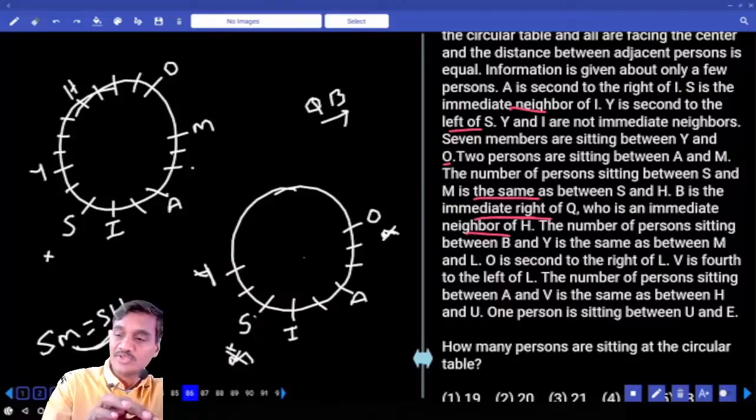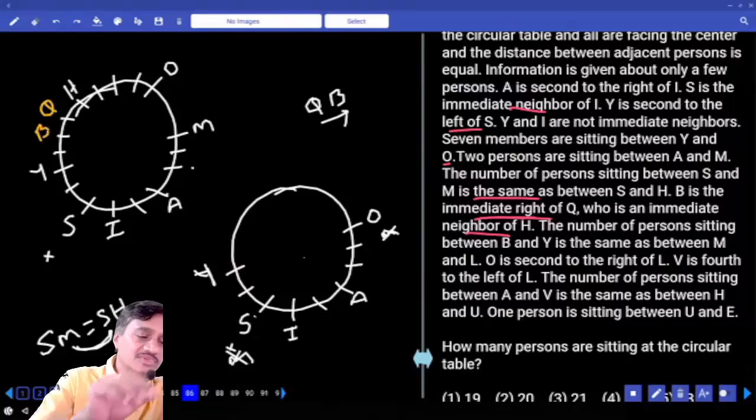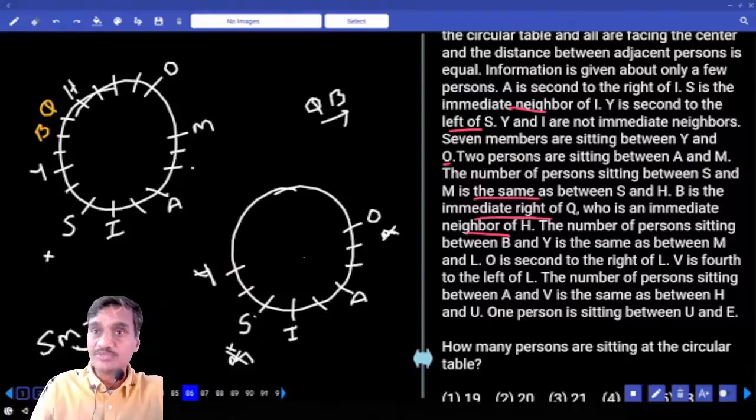And Q is to the immediate right of H. Now B is here and B is to the immediate right of Q. సరిపోతుందా లేదా? అండ్ జనరల్ గా అక్కడ పాసిబిలిటీ వేసేస్తాం మనం. And B is immediate right of Q and Q is immediate neighbor of H.